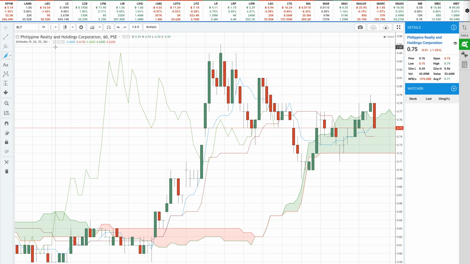But again, if you go to the hourly chart, we're a bit bearish because price is below the Senkou A. Let's look at others to go.